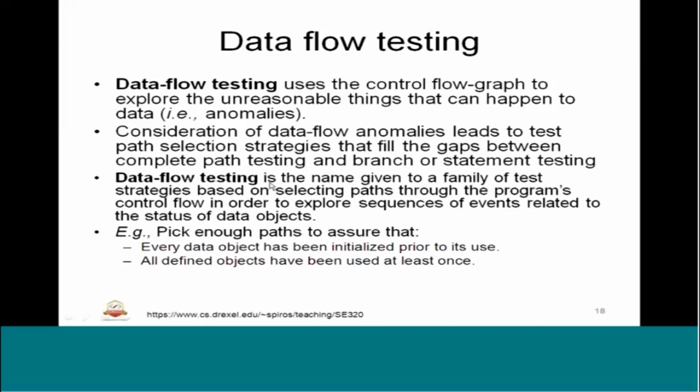Data flow testing is the name given to a family of test strategies based on selecting paths through the program's control flow in order to explore sequences of events related to the status of data objects. We know that data flow testing is done with all the data flow objects, where data is the key. Data could be a variable. For example, pick enough paths to assure that every data object has been initialized prior to its use, and all defined objects have been used at least once. So how can we do data flow testing?